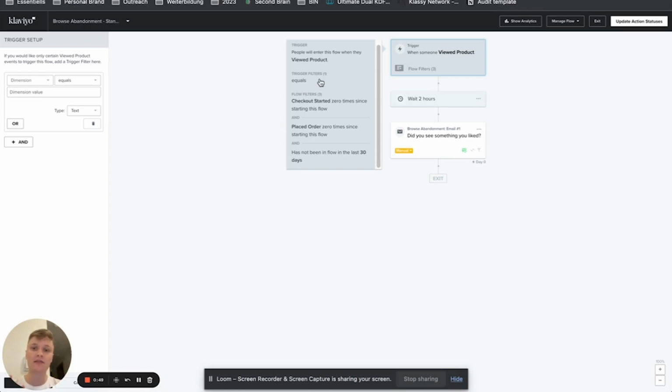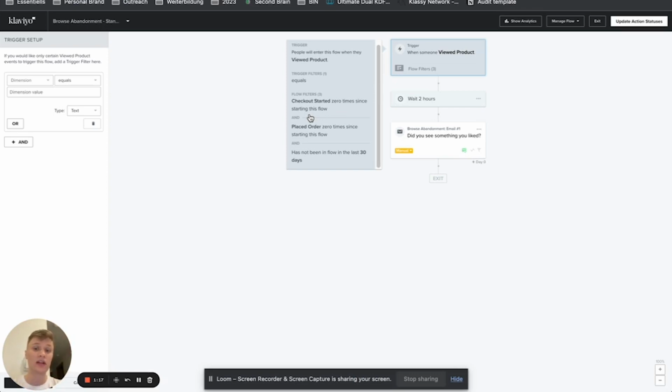And then you can have a trigger filter and also a flow filter. Let's start with the flow filter. The flow filter is basically a filter that is applicable throughout the flow. So this means, in this case, checkout started 0 times since starting this flow, placed order 0 times since starting this flow, and has not been in the flow in the last 30 days, which means in the whole flow, someone has not started the checkout since starting this flow.